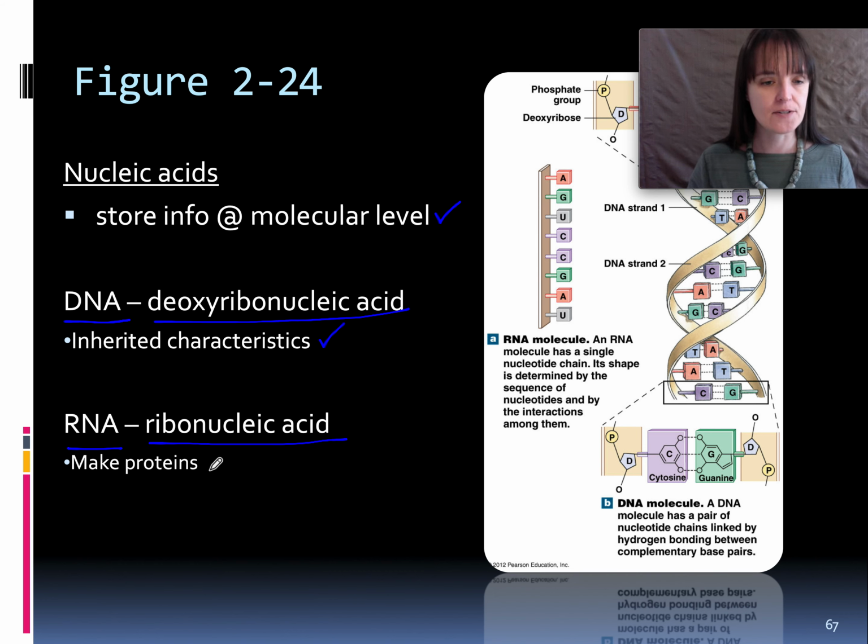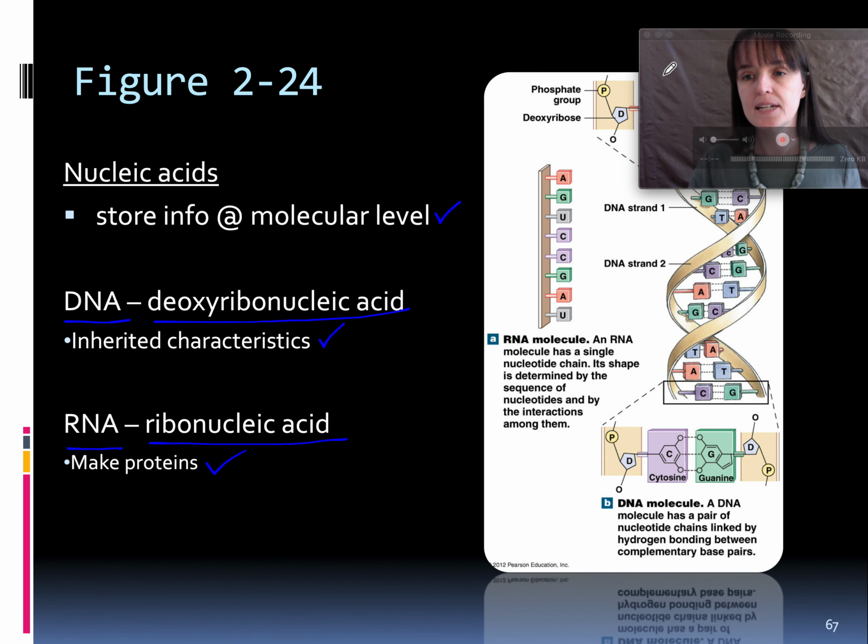And what does RNA do? Makes proteins. There are 3 different kinds of RNA that will work together to make proteins. We will discuss all of that in great detail, and that will be included on test 1. So this is just your intro.